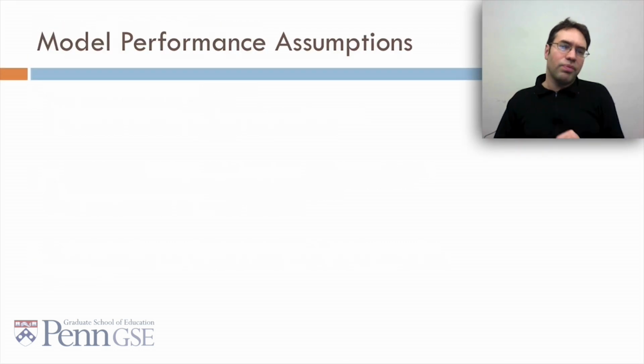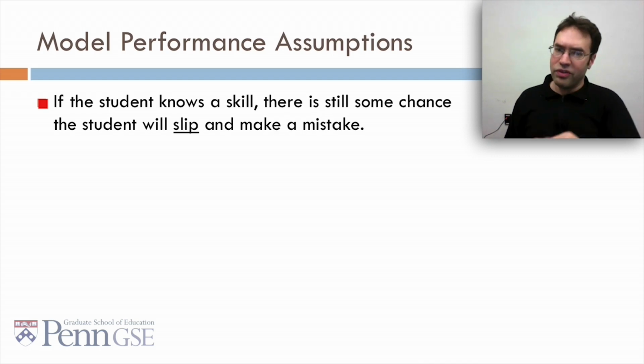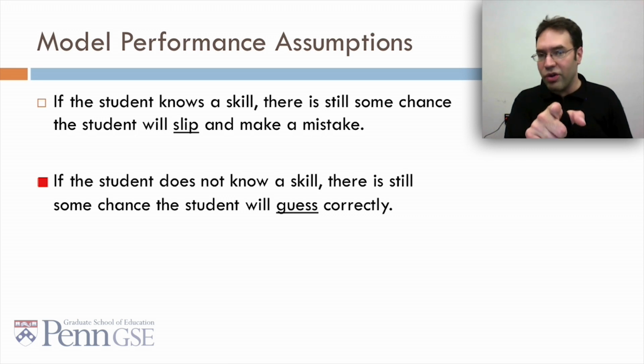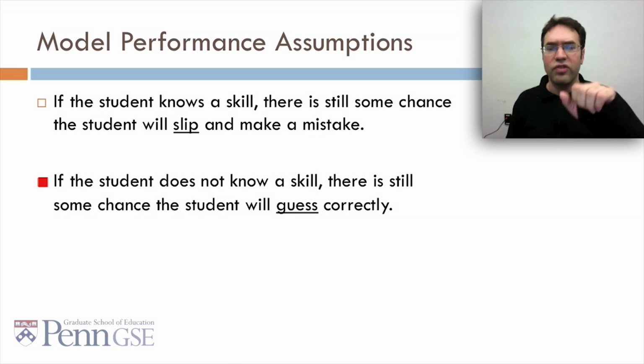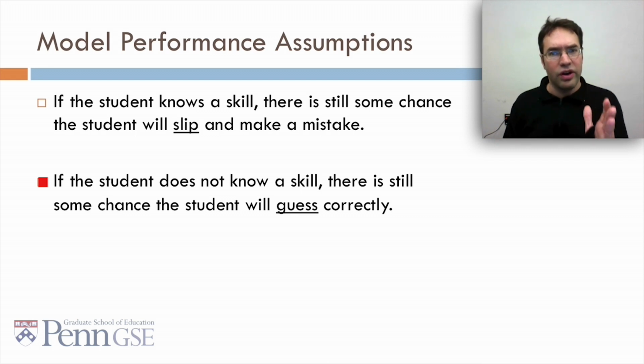The model also makes some performance assumptions. First of all, if the student knows a skill, there's still some chance that the student is going to slip and make a mistake. But at the same time, if the student doesn't know a skill, there's still some chance the student is going to guess and get the correct answer. So there's a link between performance and learning, but it's not a perfect link.